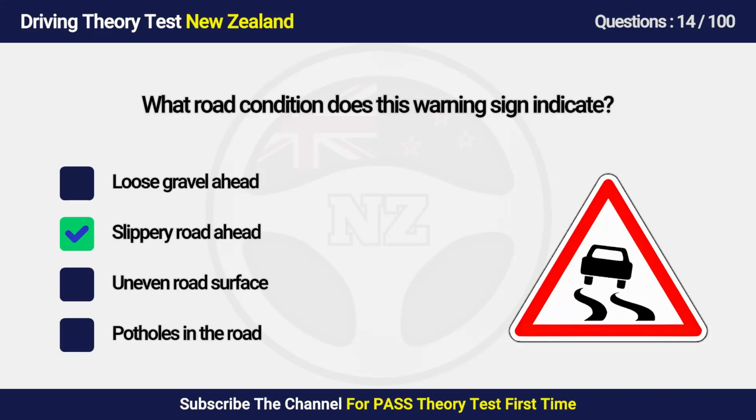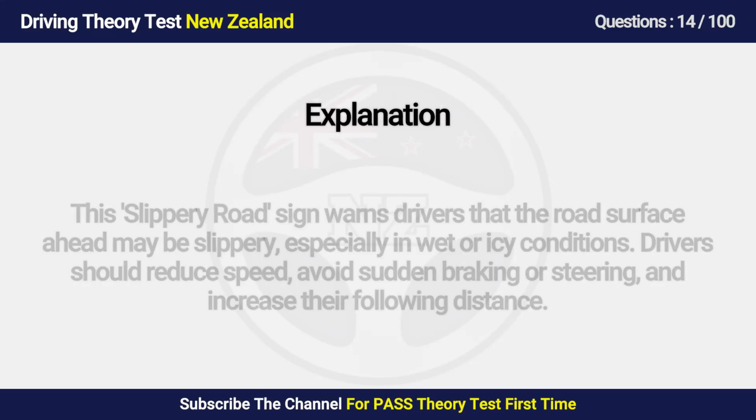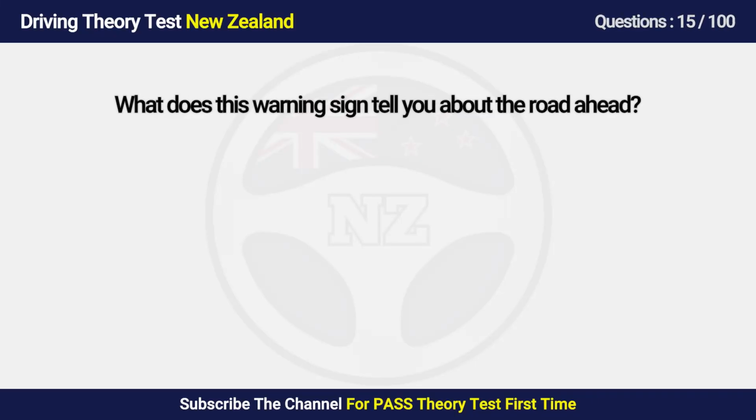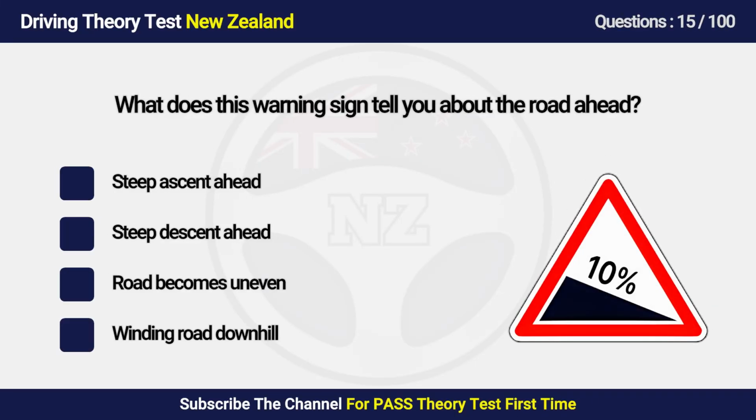Answer is B. Slippery road ahead. This slippery road sign warns drivers that the road surface ahead may be slippery, especially in wet or icy conditions. Drivers should reduce speed, avoid sudden braking or steering, and increase their following distance. Question 15. What does this warning sign tell you about the road ahead?